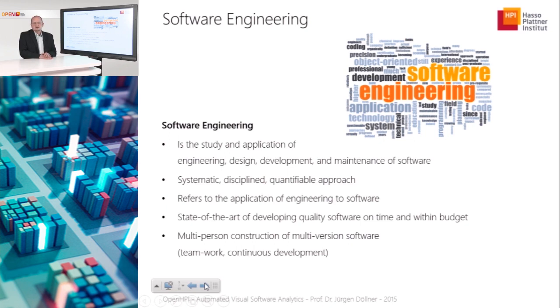As a state-of-the-art technique, it aims at developing quality software within a given time budget and within a given money budget. Software engineering is a complicated process because it typically involves a multi-person construction of a complex software system, and it aims at constructing a complex software system having possibly multiple versions. So it's a team-oriented process, and it's a continuous development that has to be driven, steered, and monitored by software engineering techniques.